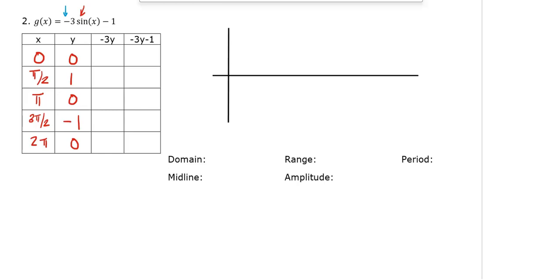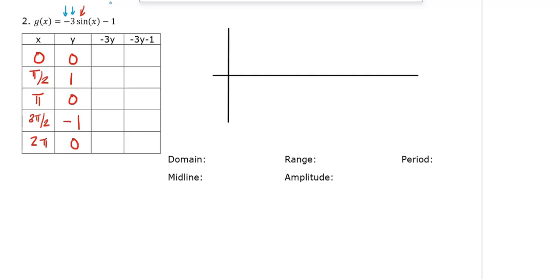All right, and then the 3 right here, that's my vertical stretch of 3. So that means it's taking the graph, and instead of going from 0 to 1 to 0 to negative 1 to 0, this 1 is going to stretch up to 3, and this negative 1 is going to stretch down to negative 3. So it actually makes my graph taller.